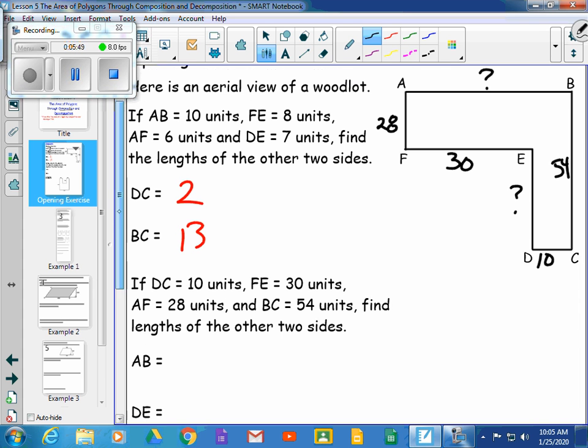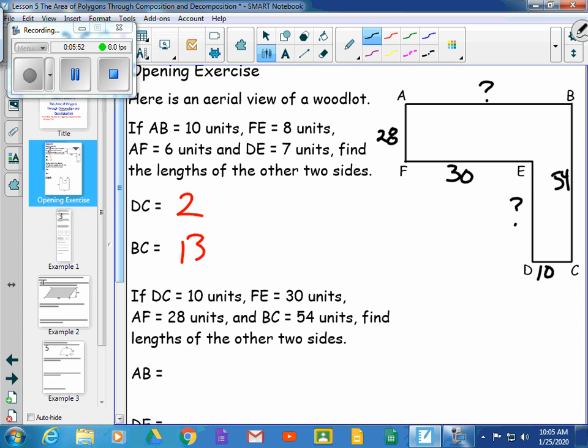Let's start with AB. Once again, we can split this right there, and we would know that the opposite of DC down here is equal to that little line that we added on. That part is 10, and the part from F to E is 30. If we add those together, we get a total length of 40 down here at the bottom. And then opposite sides of the rectangle are congruent, so AB is going to equal 40 units.